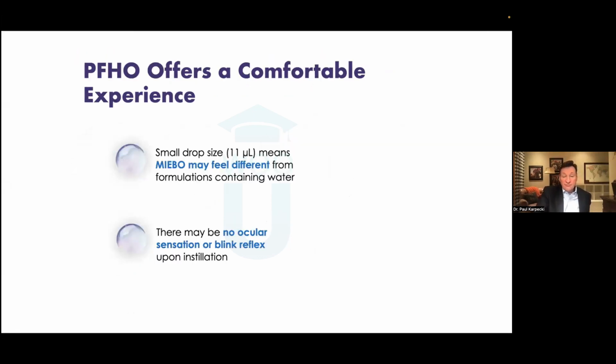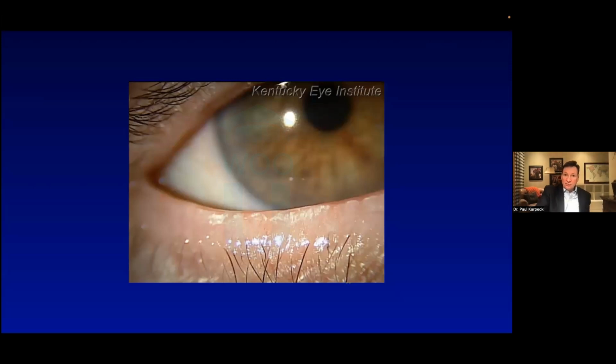So it is very different. Very big disadvantage of this drop, if there is one: it's so comfortable, it's hard to know it went in the eye. And the drop is 1/4 of a normal drop size. So that plays a role.